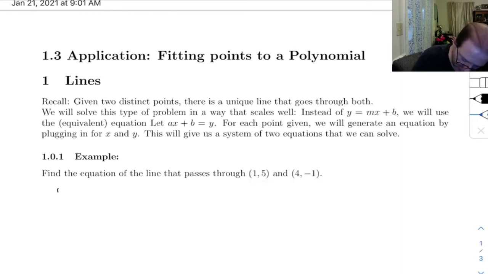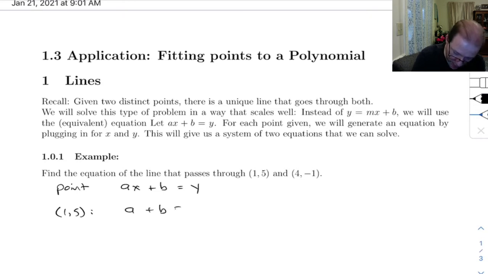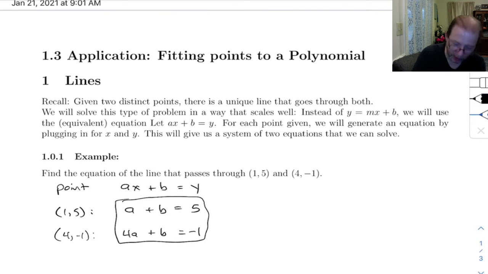All right, what I'm going to do is for each point, I'm going to write out ax plus b equals y. So for the point 1, 5, all I'm going to do is replace the x with 1 and the y with 5. And for 4, negative 1, I'm going to replace the x with 4 and the y with negative 1. So now I've got a system of 2 equations and 2 unknowns.